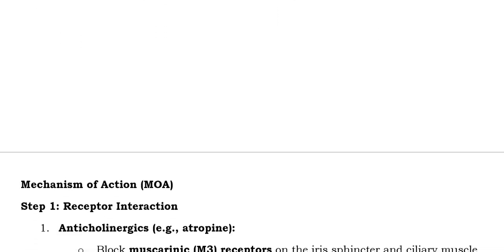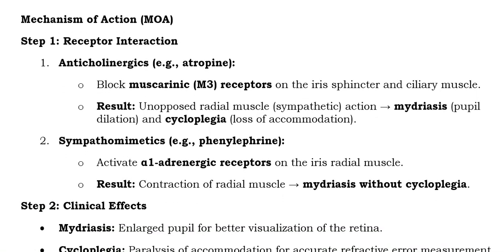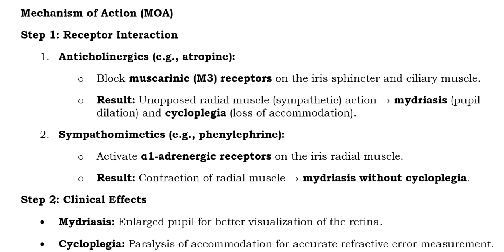Okay, got it. Different tools, different lengths of action, different effects on focusing. Now let's really get into the nitty-gritty. How do they actually work? The mechanism. Yeah, this is where understanding the receptors is key. Let's take anticholinergics first, like atropine. They work by blocking muscarinic receptors, specifically the M3 subtype. Blocking M3, where are those? On two key eye muscles: the iris sphincter muscle, which makes the pupil smaller, and the ciliary muscle, which handles focusing. Normally, acetylcholine hits these M3 receptors, causing the sphincter to constrict the pupil and the ciliary muscle to contract for focusing. Atropine blocks those receptors, throws up a roadblock, like you said earlier. So the signal can't get through.